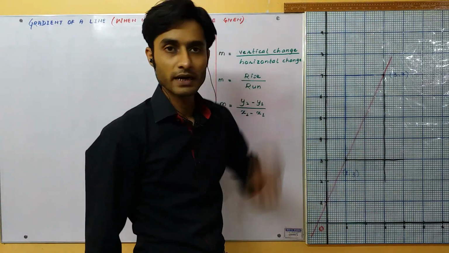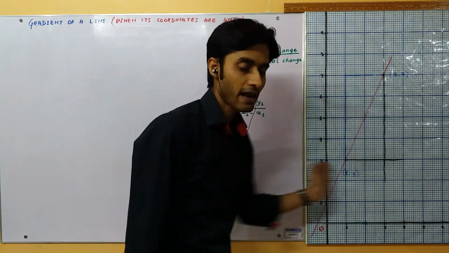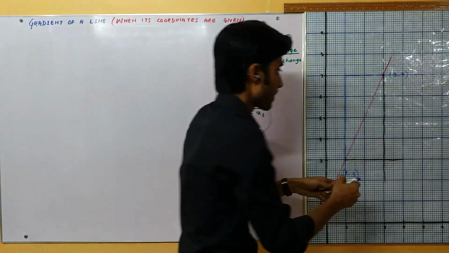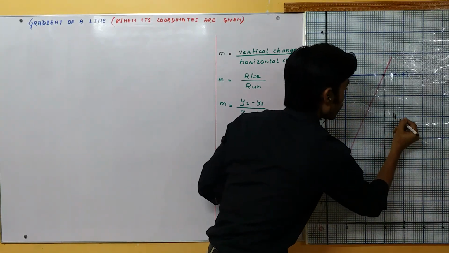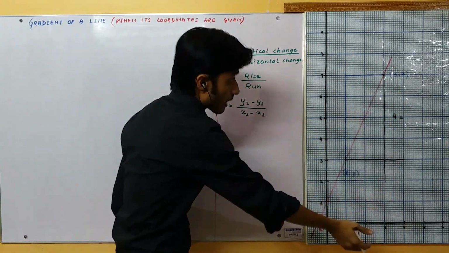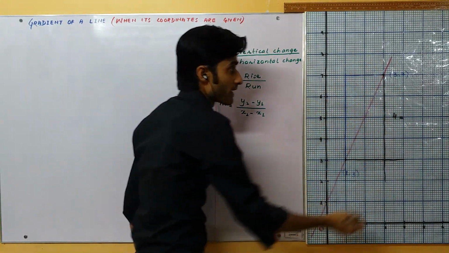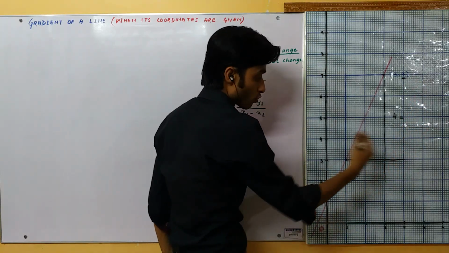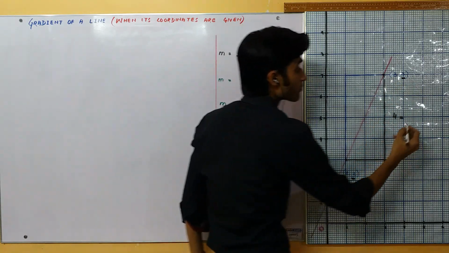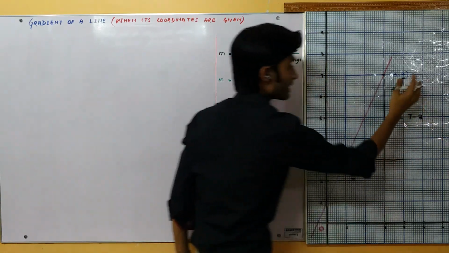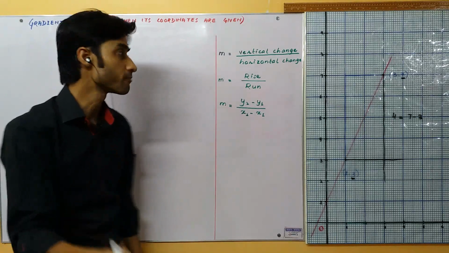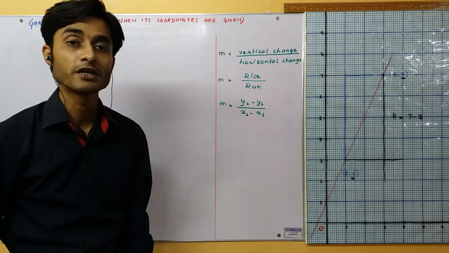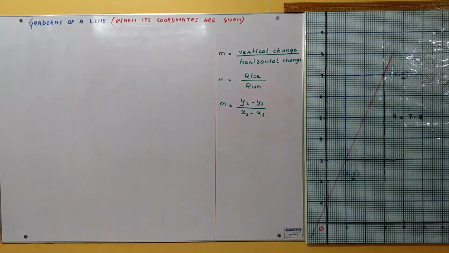The reason why the line moves vertically is the y component. The reason why the line moves horizontally is the x component. So if I want to find out this, if you remember how much was this? This was 4. The vertical change is because of the y component. What is the y component of this point? 7. What is the y component of this point? 3. So if I subtract 3 from 7, what do I get? 4. So the difference between the y components will give me the vertical change.